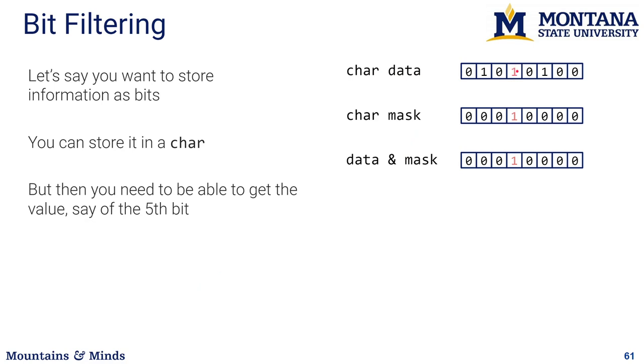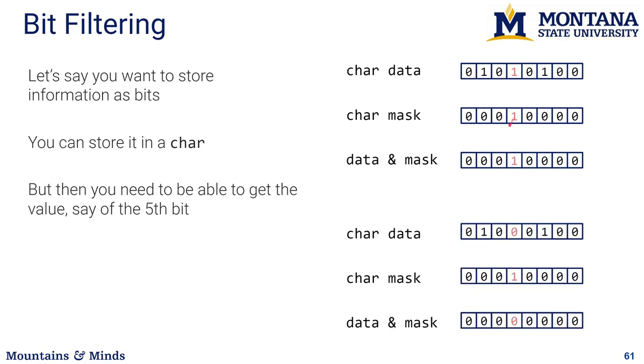Okay, so what you do is you create another character or another byte, which we're going to call mask, which contains just a one in the position that you want to inspect. When you AND those two together, you're going to get all zeros, except potentially a one here, if both the data and the mask have one in that position.